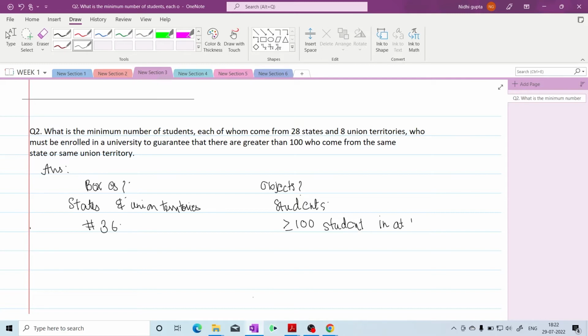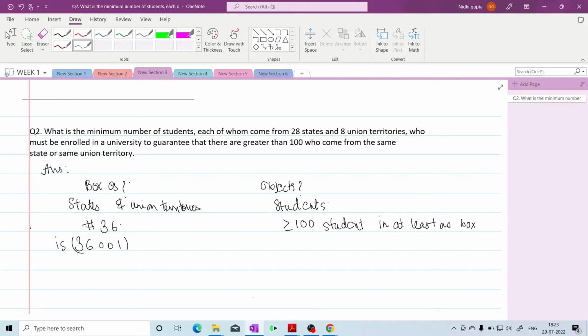So what should we do? 36001. Okay. But we need to find the minimum number. Are you sure no number less than 36001 will work? Yeah, but simultaneously it will not confirm also.